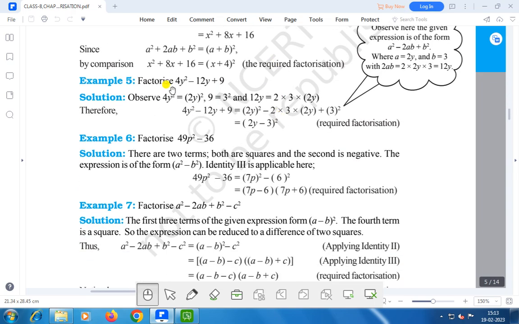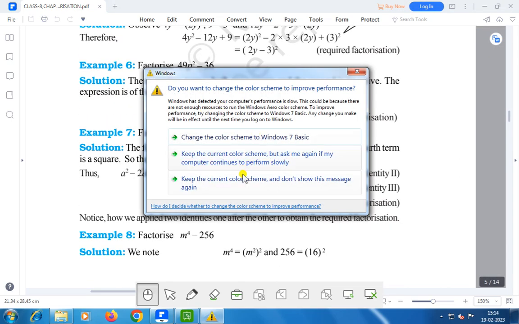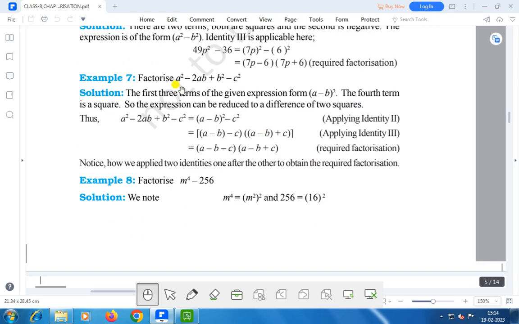Next one is 4y square minus 12y plus 9. It can be written as (2y) whole square minus 2 into 3 into 2y plus 3 whole square, that is (2y minus 3) whole square. And example 6 is 49p square minus 36. That is (7p) whole square minus 6 square, (7p minus 6) into (7p plus 6), the required factorization.